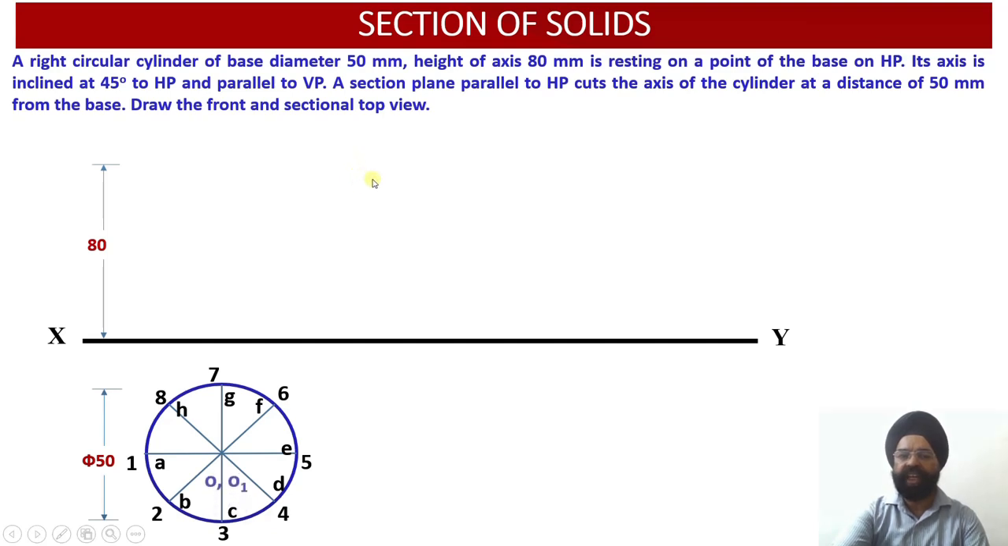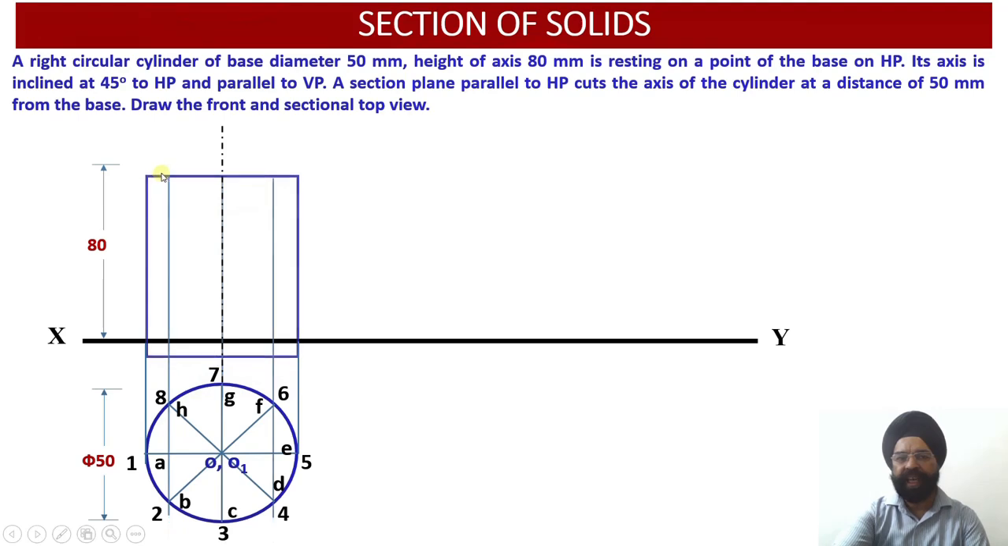Now let us draw the front view. Once the axis point has been located, now we are going to draw the axis. Please see, this is the axis and we have already marked the axis height. So once we know the axis height, all the projectors from all these points will be taken upwards, and the front view of this cylinder will be obtained. So let us do the marking for each and every point.